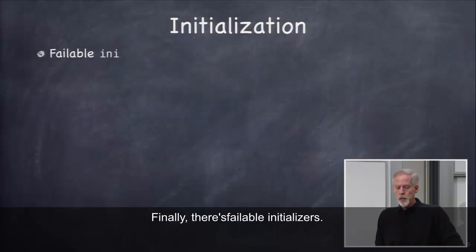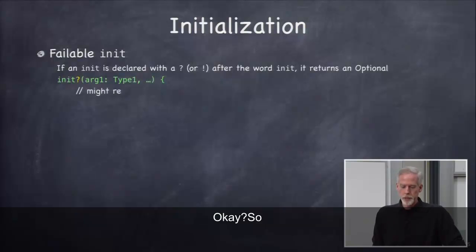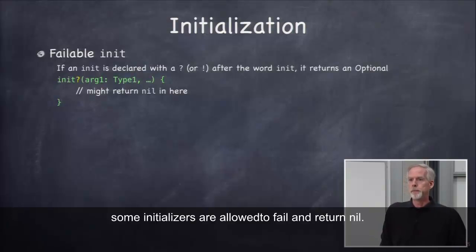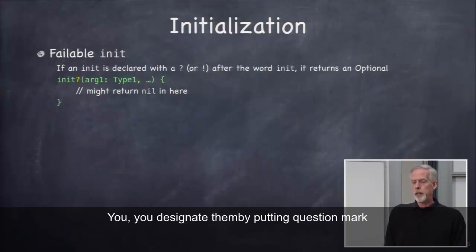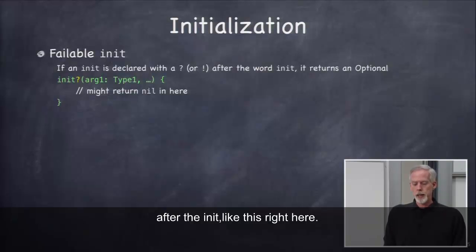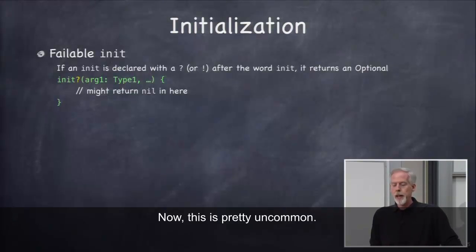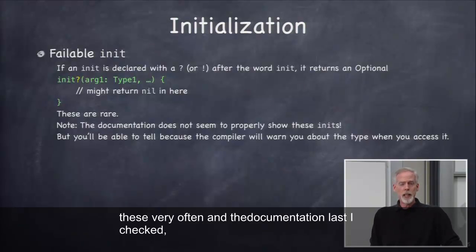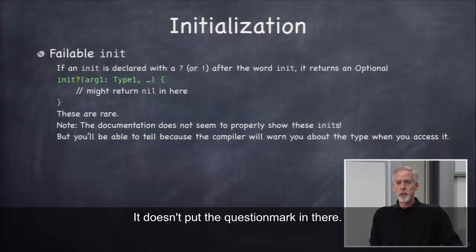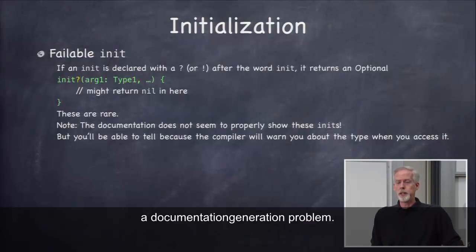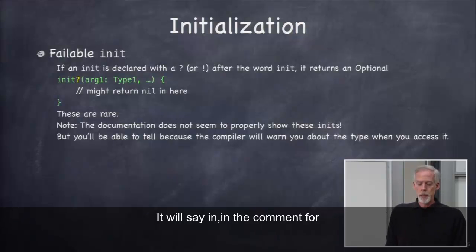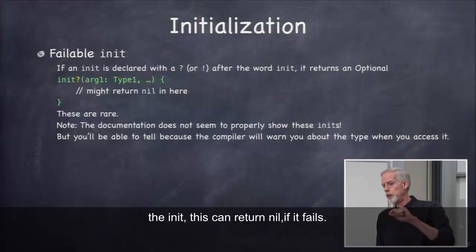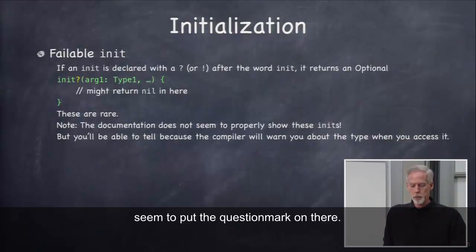Okay? Finally, there's failable initializers. Okay? So some initializers are allowed to fail and return nil. You designate them by putting a question mark after the init, like this right here. Okay? Now, this is pretty uncommon. You don't see this very often. And the documentation, last I checked, doesn't really show this very well. It doesn't put the question mark in there. I think it's just a documentation generation problem. It will say in the comment for the init, this can return nil if it fails, but it doesn't seem to put the question mark on there.